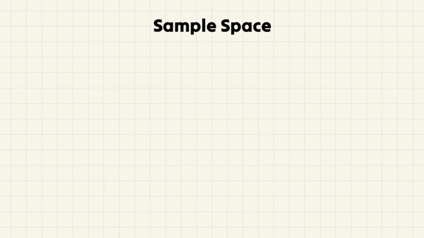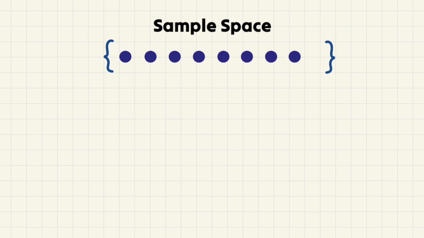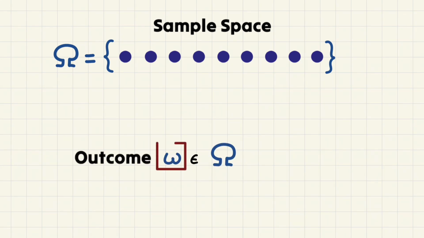The sample space, sometimes also called the outcome space, is, as the name implies, a set containing all possible outcomes of a random experiment. Whether an outcome is seen as likely or unlikely doesn't matter. Everything that can possibly happen must be included in this set. This set is typically represented by a capital letter omega. The elements of this set, the outcomes, are labeled as lowercase omega.